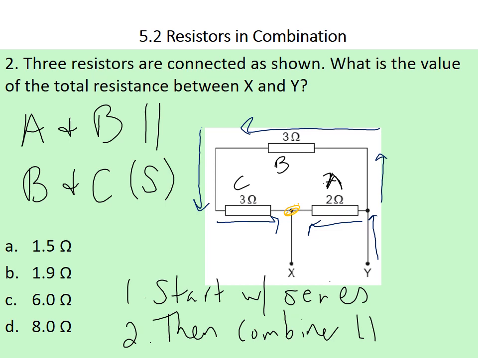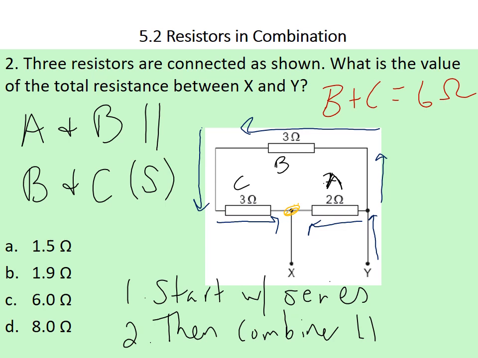So I'm going to make resistor B and resistor C into one bigger resistor. They're in series, so that's easy. 3 ohms plus 3 ohms gives me an equivalent resistance for B and C equals 6 ohms.